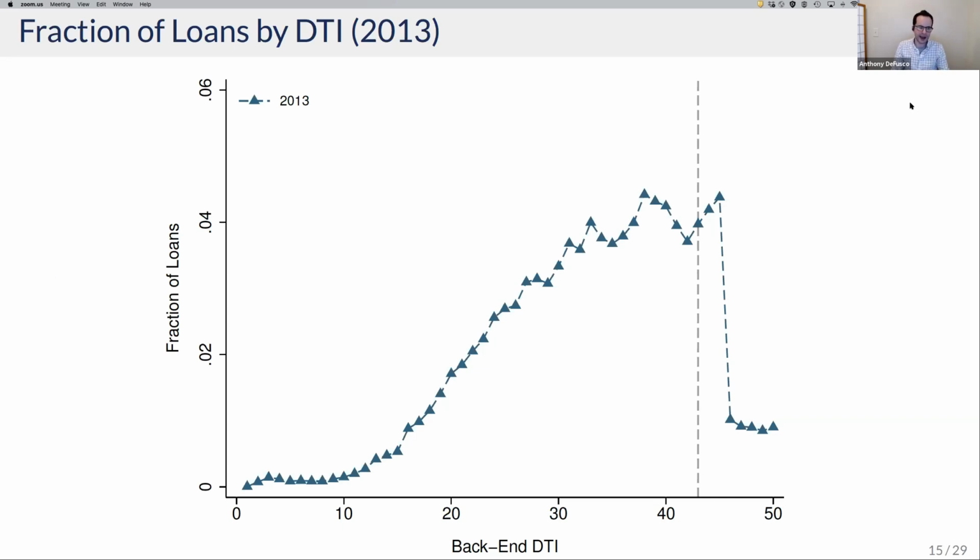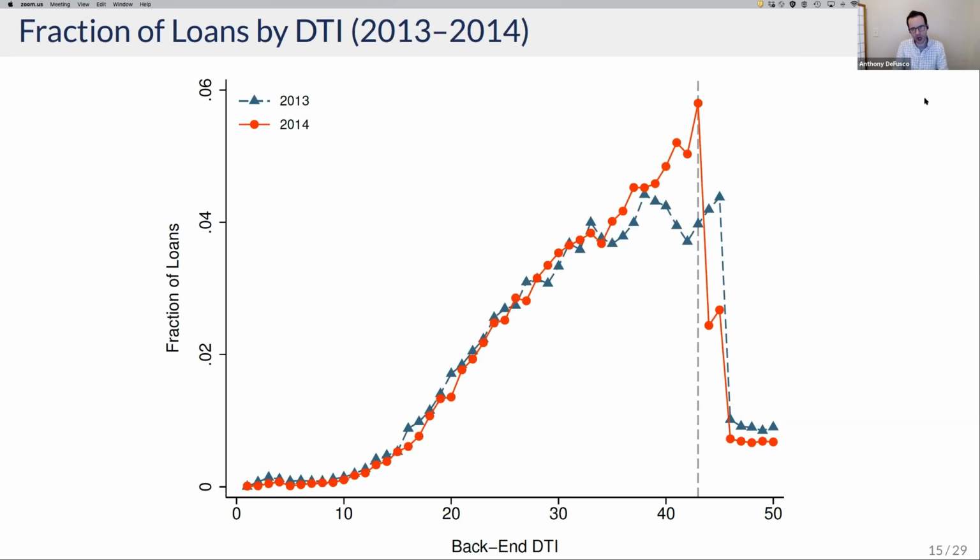And so if you look at what happens between 2013 and 2014, it looks like after the law gets passed in 2014, there's a movement of loans from above this 43% debt to income threshold to just below it, suggesting that some borrowers are being forced to take out lower DTI mortgages than before. And there's also now a missing mass of loans above this region, suggesting that potentially some of these loans disappeared entirely and can't be accounted for by these extra loans that are just below that 43%.